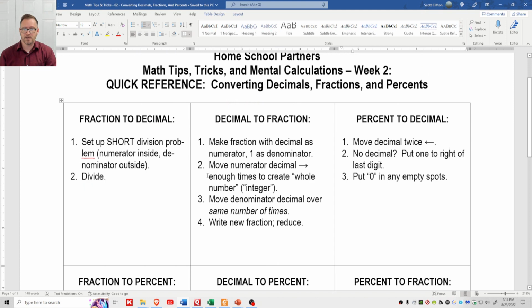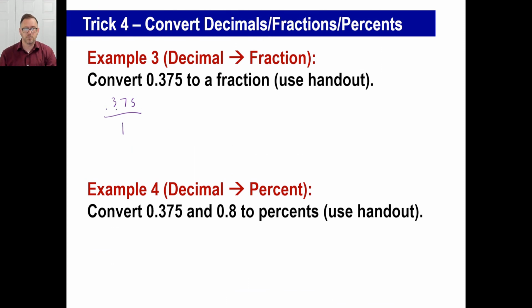Okay. Second step, move the numerator decimal however many times to create a whole number. Really, the term is an integer. So you'll move this 3 times and you get 375. Well, you can't just do that to the top. You have to do it to the bottom as well, right? So you'll end up going, that's going to be 375 out of 1,000, right?